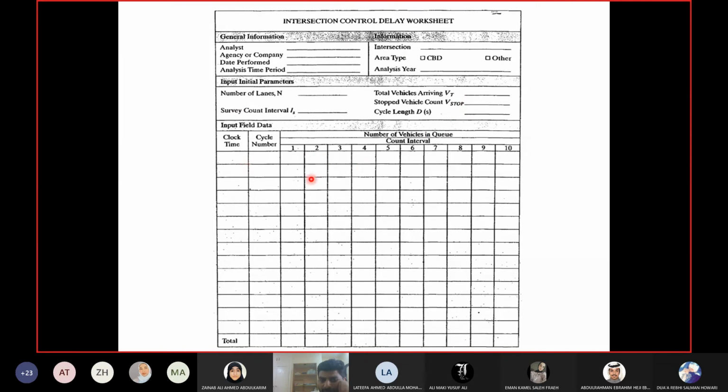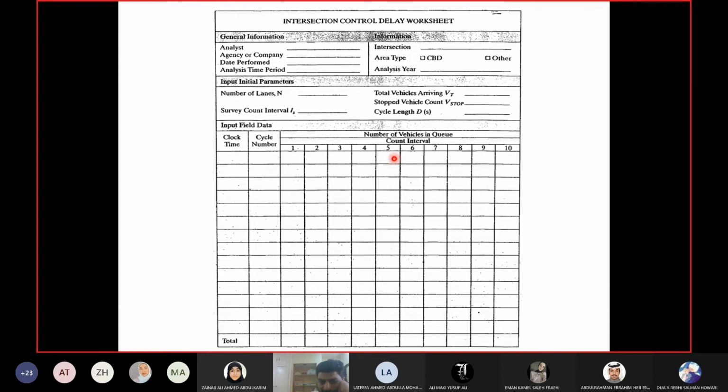This is the information collected from observer 1. In these cells, you will write the number of vehicles in the queue after every interval. The clock time is here, the cycle number is here. When you start the survey, you will write down the clock time and the cycle number will be 1. For example, in one cycle you will have 5 intervals. You have selected an interval so that in one cycle you will do the counting 5 times. So in each row you will have 5 values.